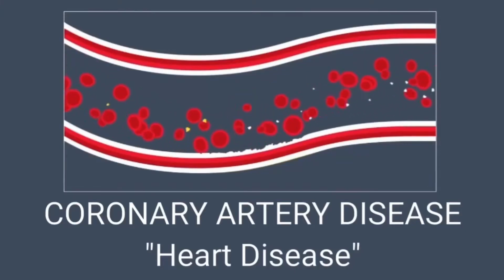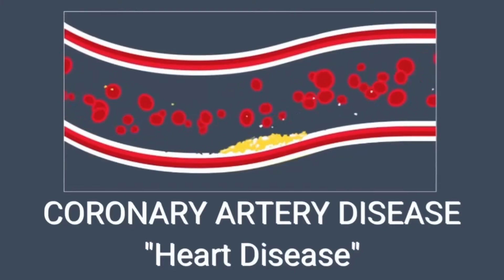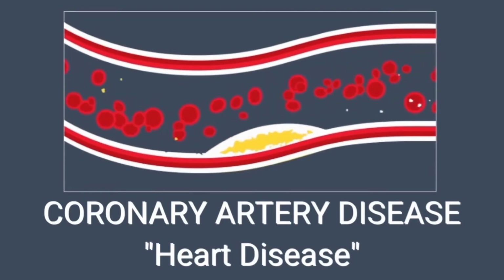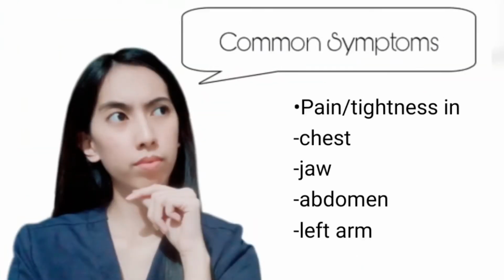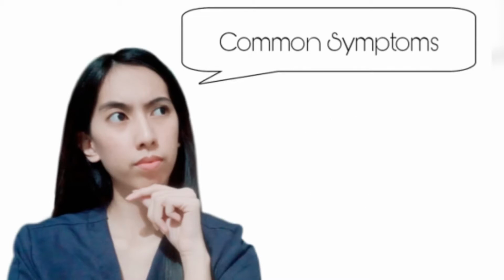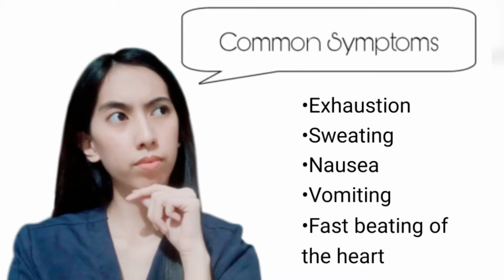Coronary artery disease is also called heart disease and is caused by clogged arteries which block the normal blood flow. So it is quite similar to stroke. But while stroke is caused by blocked blood flow to the brain, heart disease is caused by blocked blood flow to the heart, which could lead to a heart attack. Common symptoms of heart disease are pain and tightness in the chest, jaw, abdomen, and left arm. There could also be exhaustion, sweating, nausea, vomiting, and fast beating of the heart.